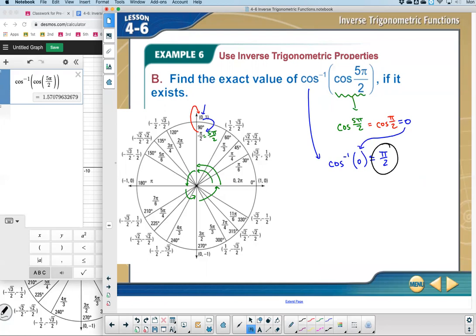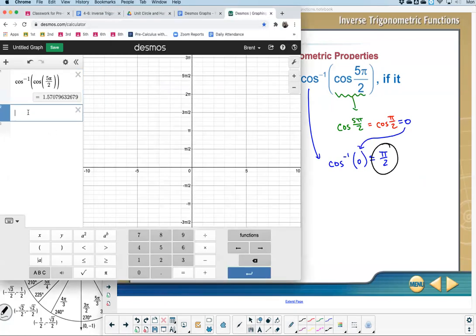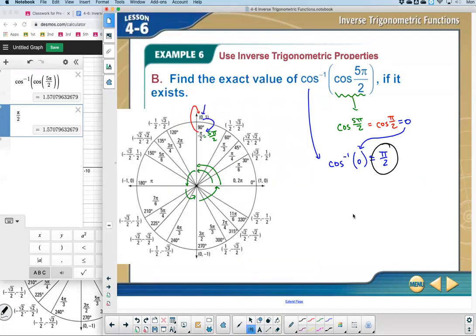So now we know the solution. We can test it in the calculator. Is pi divided by 2 the same decimal? Yes, it is. So we did do it correctly. Now this one I did not use a triangle because 5 pi over 2 told me nothing about the lengths.